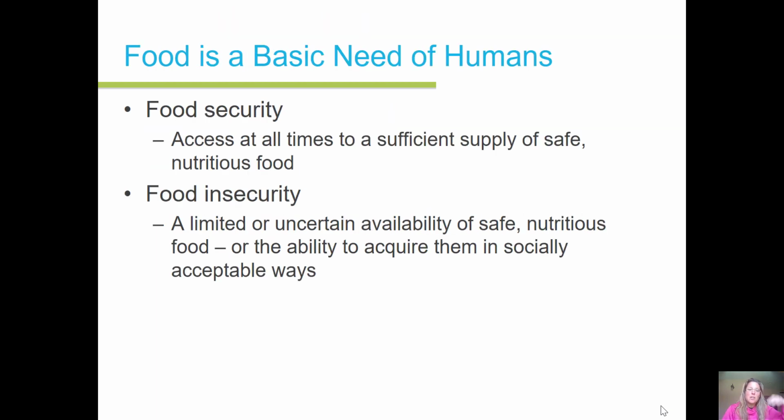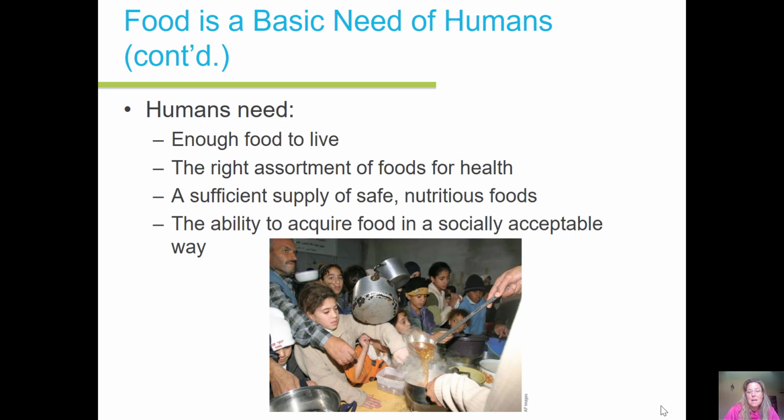Some of the language that you're going to hear, especially in this first chapter, is food security and food insecurity. The difference is that food secure households have access at all times to a sufficient supply of safe, nutritious food. But food insecure households do not have that access to safe, nutritious food, or they can't acquire it in a socially acceptable way. Many households today are food insecure.